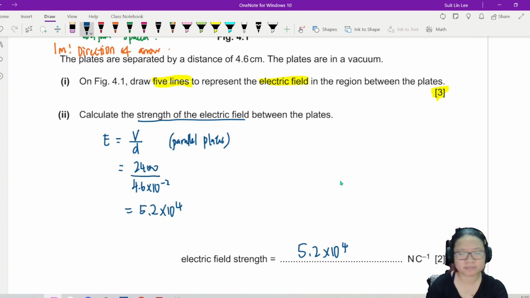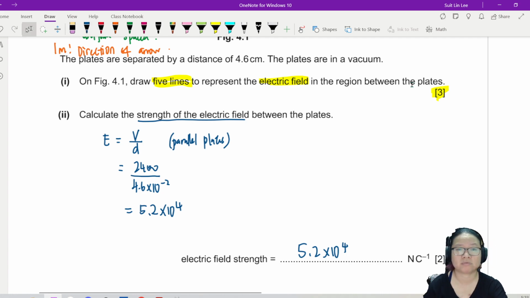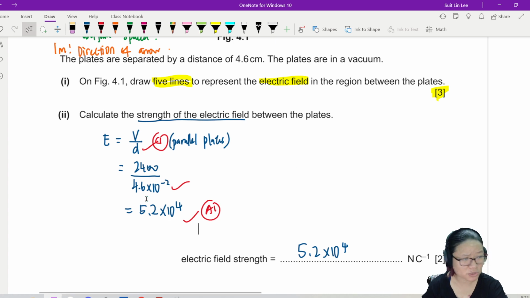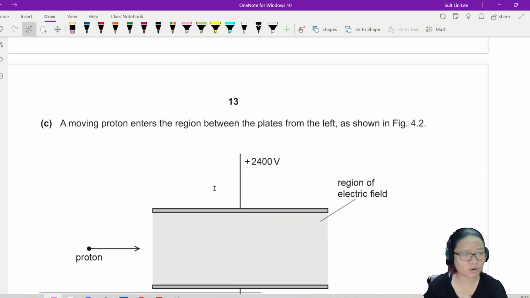Nice and easy. This page, all bonus. 7 beautiful bonus marks. Come on. Equation is 1 mark. Substitution, C1. Substitution leading to the correct answer is A1. Please show your substitution, okay? All right, all is good now.